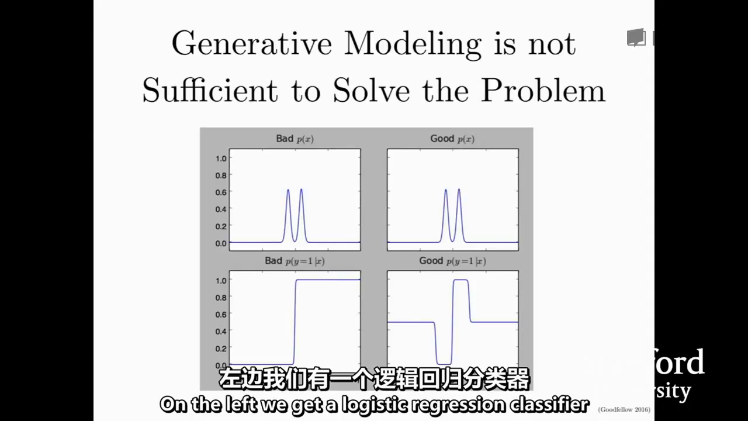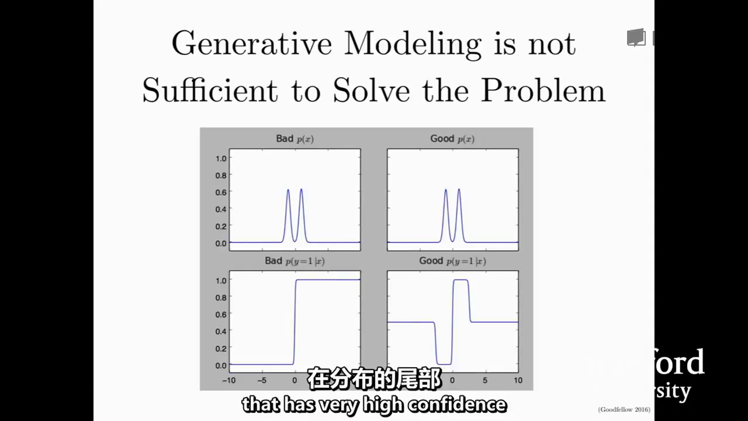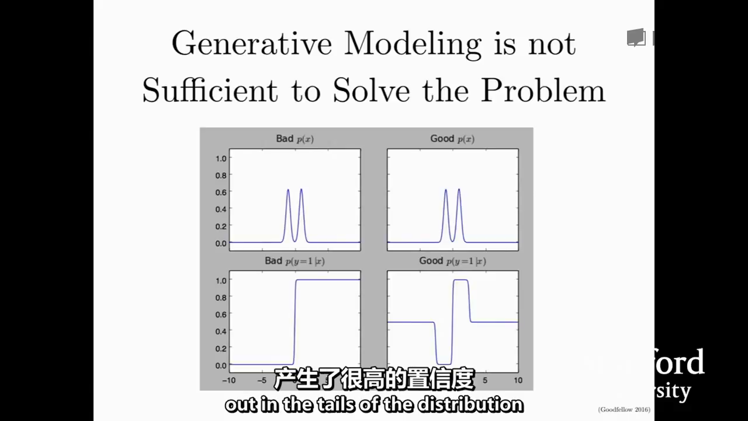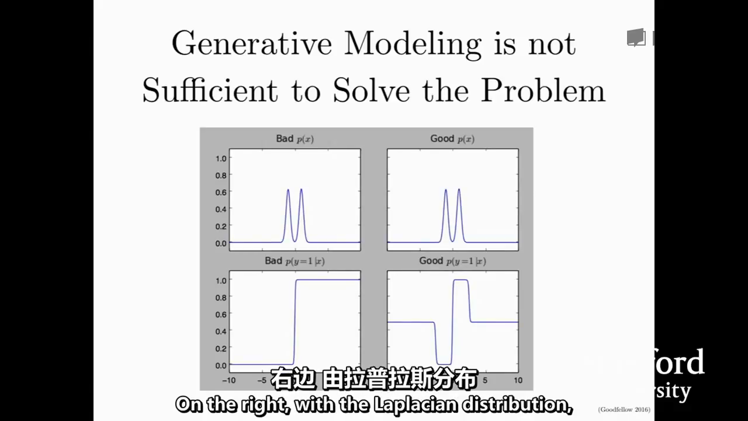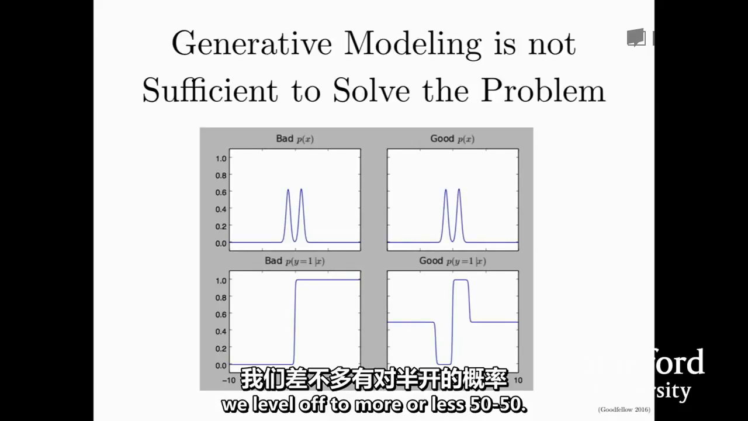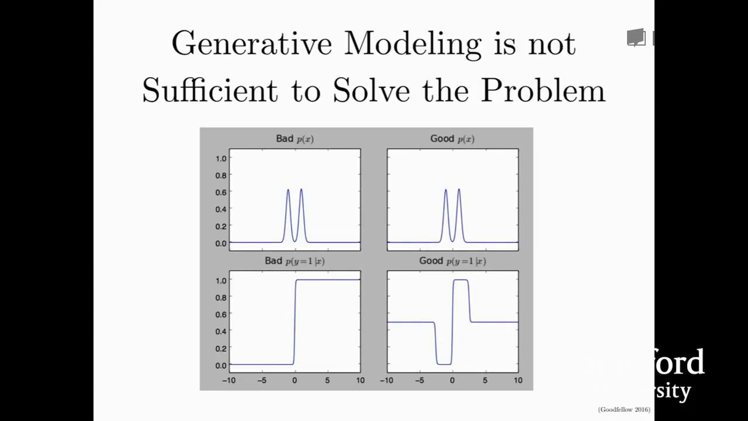On the left, we get a logistic regression classifier that has very high confidence out at the tails of the distribution where there is never any training data. On the right, with the Laplacian distribution, we level off to more or less 50-50.